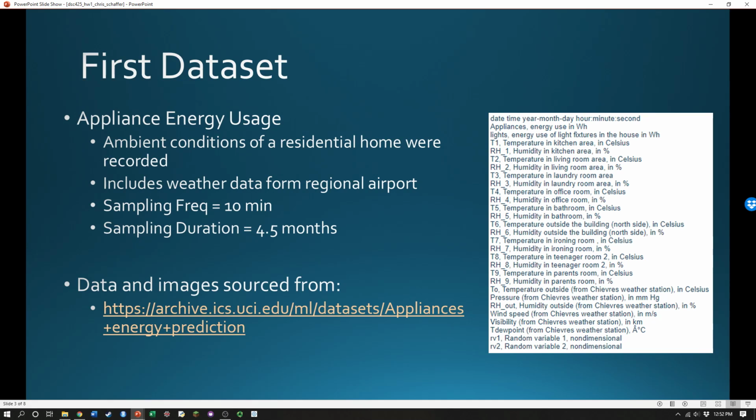Sampling occurred every 10 minutes from a variety of temperature and humidity sensors, as well as regional weather forecasts. And the sampling duration was 4.5 months. I didn't dive too deeply into this data set, but I imagine you will see some seasonal variation with appliance energy usage. Probably depends on what exactly the appliance does, too.